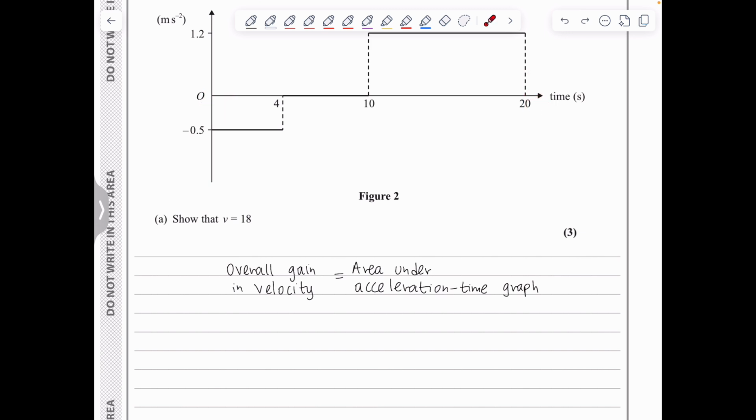We've got this part here, which is going to be 4 times negative 0.5. Then we've got a contribution of 0 between 4 and 10. So let me write plus 0 plus the 10 times the 1.2. So 10 times 1.2 is the final area there. If I add everything up, I get an answer of 10. We were passing through A with a speed of 8, and therefore the speed as we pass through B is going to be 8 plus 10, which is equal to 18 meters per second as required.